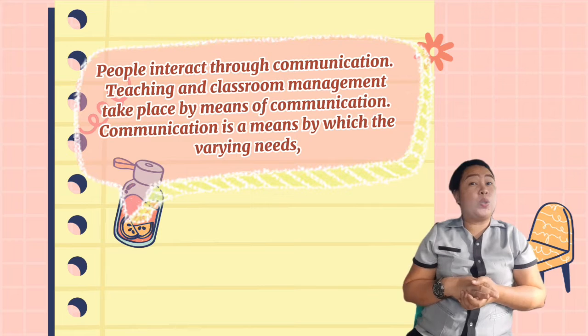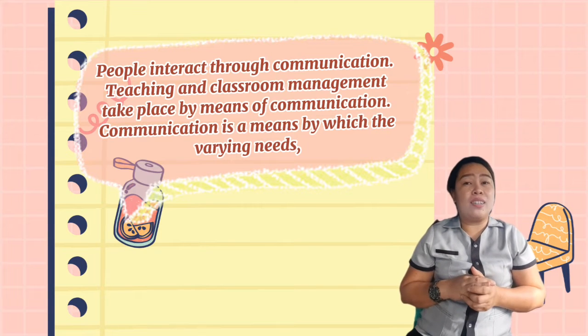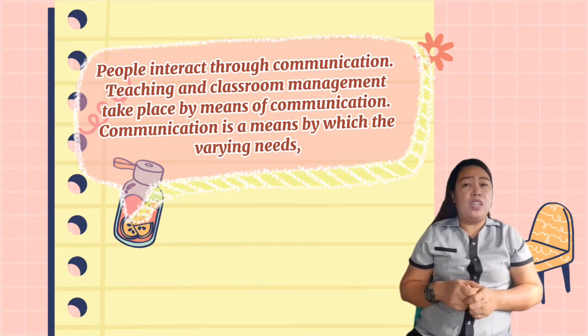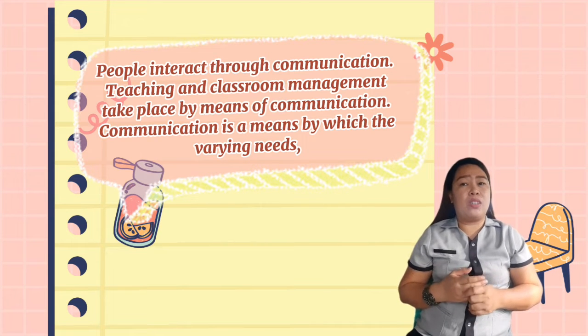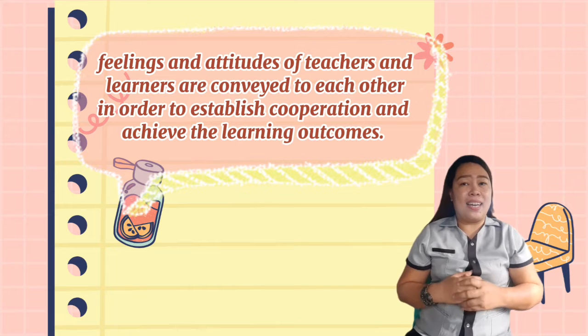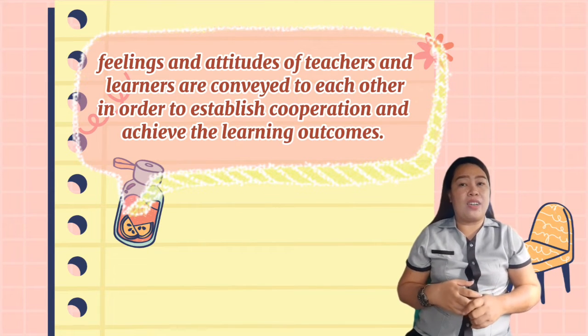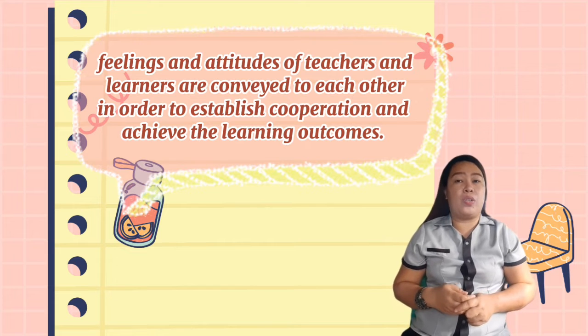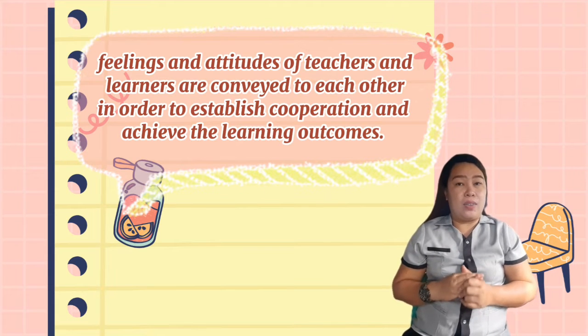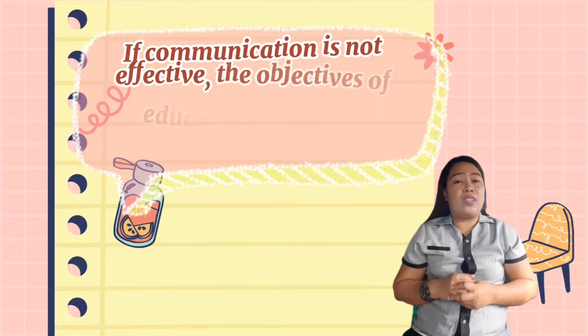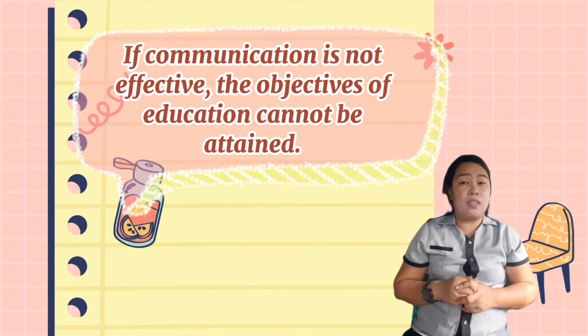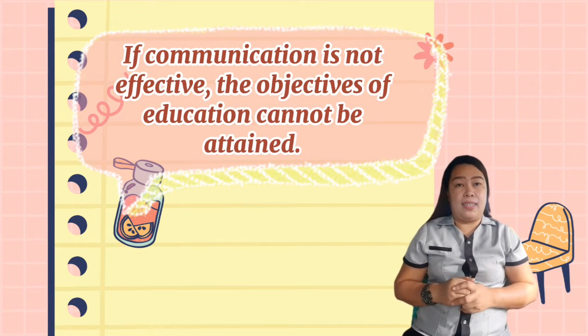People interact through communication. Teaching and classroom management take place by means of communication. Communication is a means by which the varying needs, feelings, and attitudes of teachers and learners are conveyed to each other in order to establish cooperation and achieve the learning outcomes. If communication is not effective, the objectives of education cannot be attained.